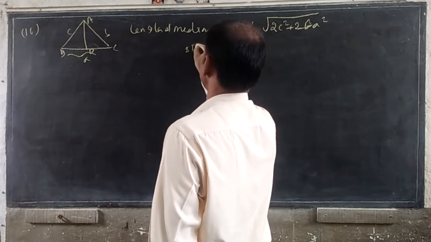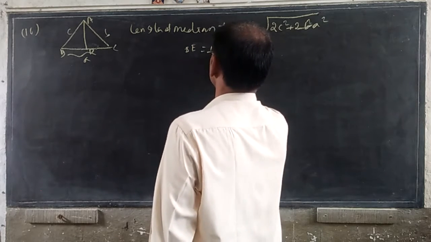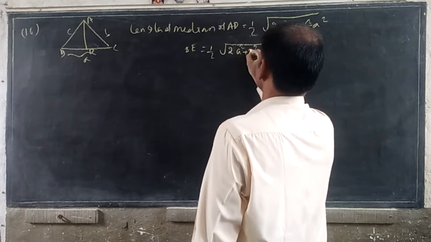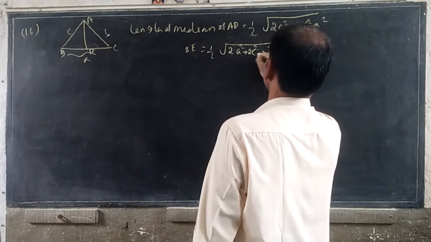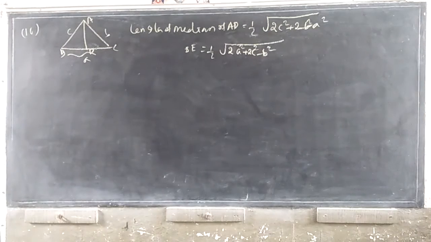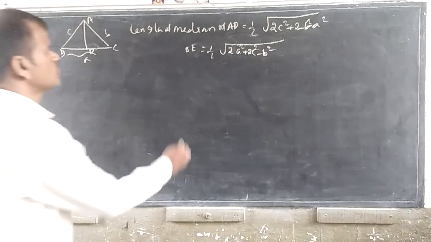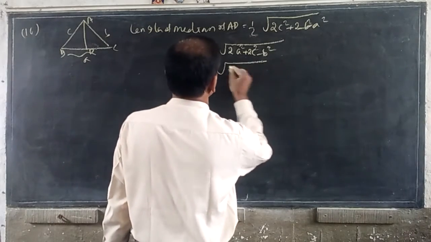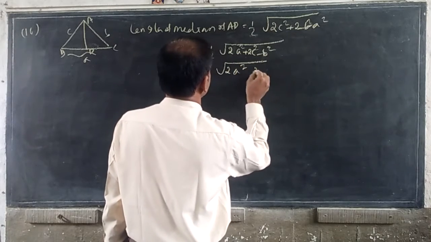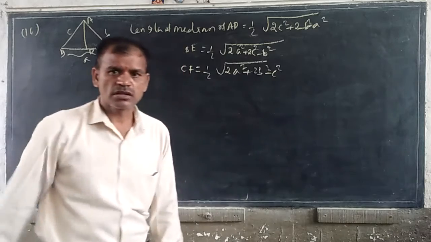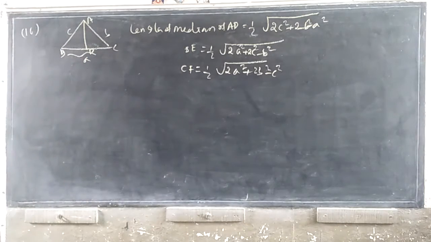Next you write BE equal to 1 by 2 into square root of 2a square plus 2c square minus b square. I think you understood. In a similar way, CF equal to 1 by 2 into root of 2a square plus 2b square minus c square. These are the lengths of medians.